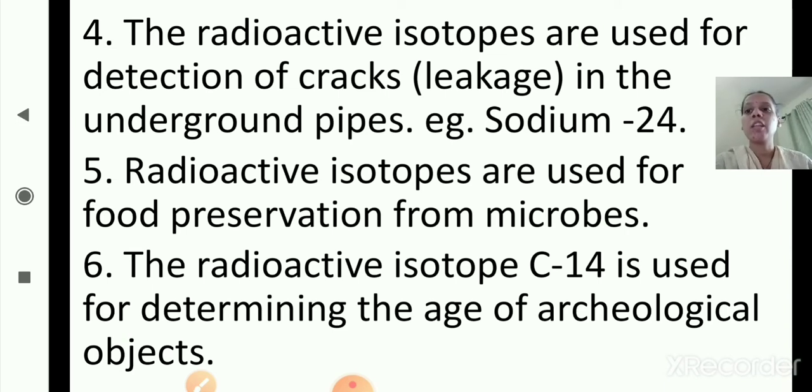The next use is that radioactive isotopes are used for food preservation from microbes. Then the sixth one is the radioactive isotope C14, which is used for determining the age of archaeological objects, that is prehistorical objects. So this is about the uses of isotopes. There are 6 uses of isotopes.